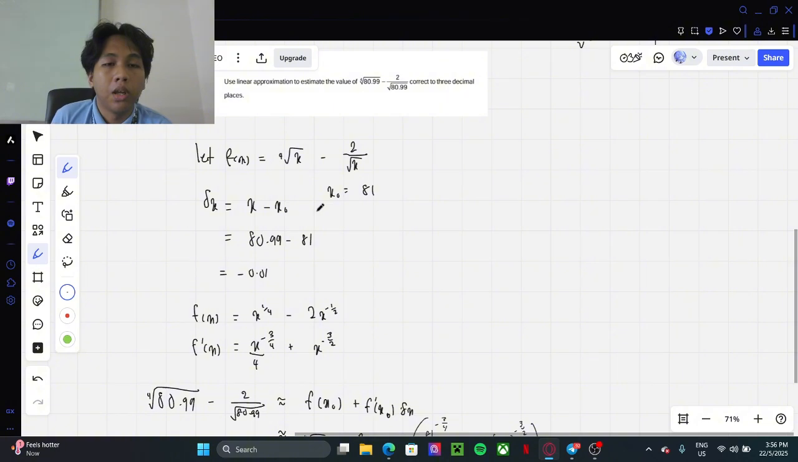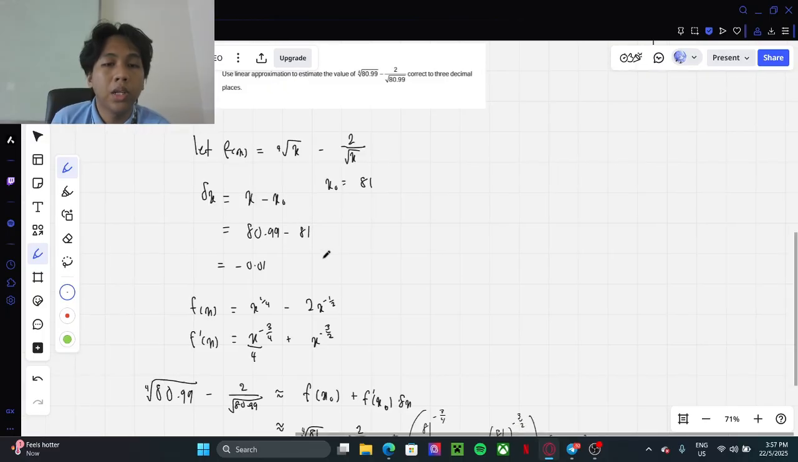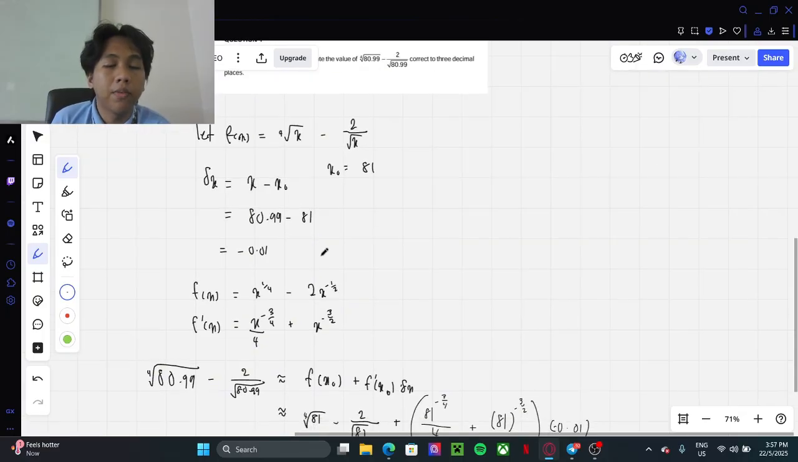So differentials we get by x minus x naught. X naught is the closest value to the x value given, which is 80.99. So the x naught will be 81. So 80.99 minus 81 is equal to negative 0.01.